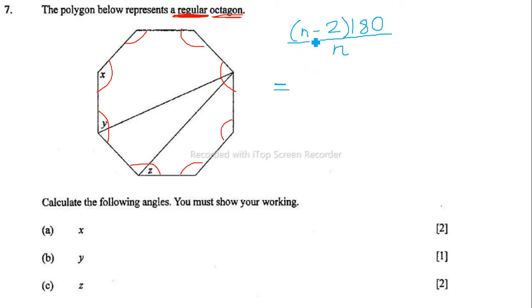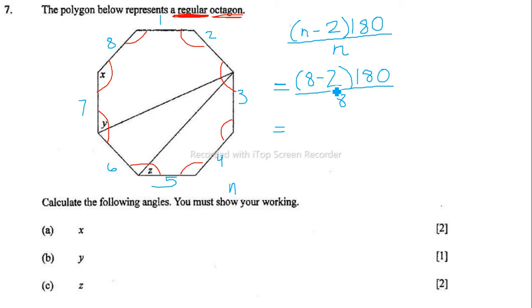So here, N is what? N is 1, 2, 3, 4, 5, 6, 7, and 8. So N is always the number of sides. So it's going to be 8 minus 2, times 180, all divided by N, which is what? Still 8.